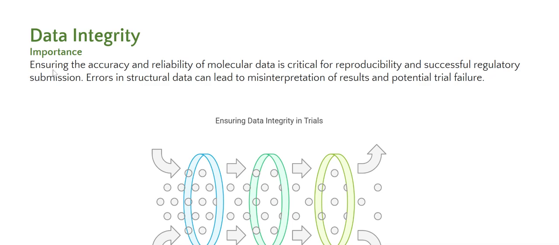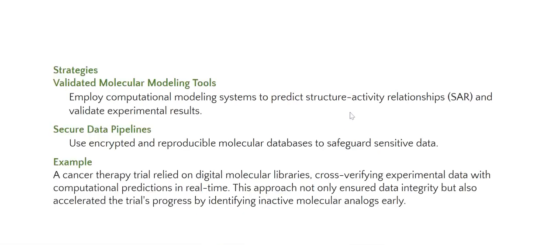Data integrity. Importance: ensuring the accuracy and reliability of molecular data is critical for reproducibility and successful regulatory submission. Errors and bias in structural data can lead to misinterpretation of results and potential trial failure. And here's a summarized diagram on ensuring data integrity in trials. Left to right, we have validate modeling tools, secure data pipelines, and cross-verify data.